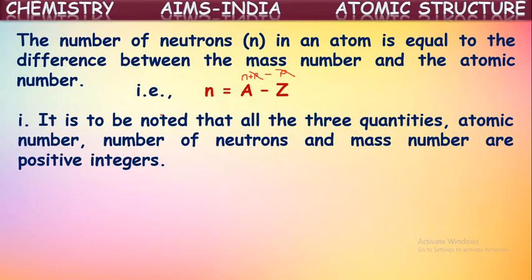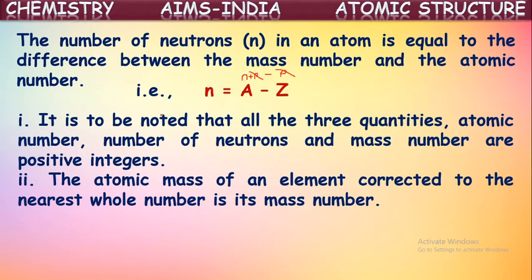It is to be noted that all the three quantities, what are they? Atomic number, mass number, and number of neutrons. These three are positive integers. There won't be any negative numbers or fractional numbers, because these numbers indicate the number of protons and number of neutrons present in the nucleus of the atom. There won't be any half or fractional values. So they will always be positive integers.